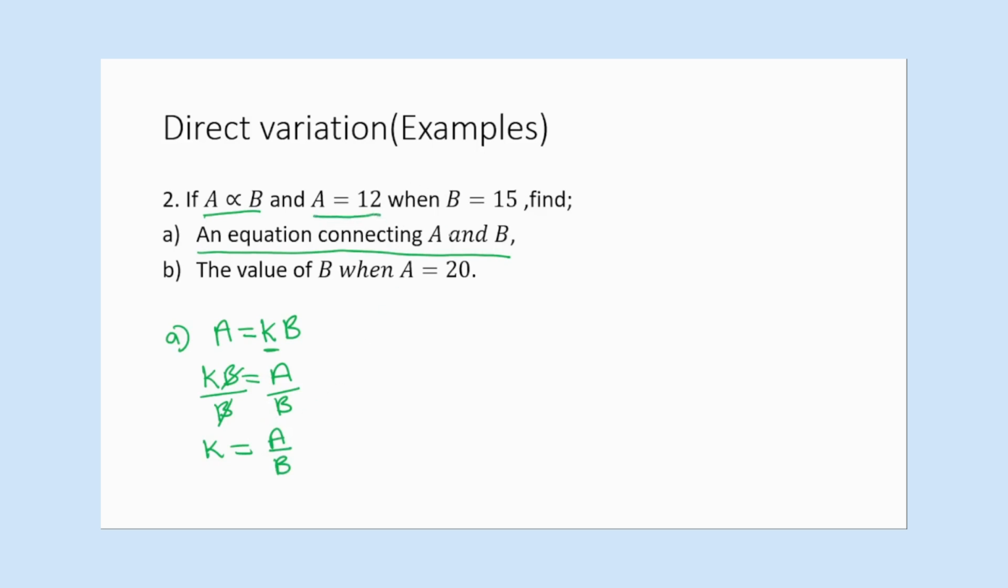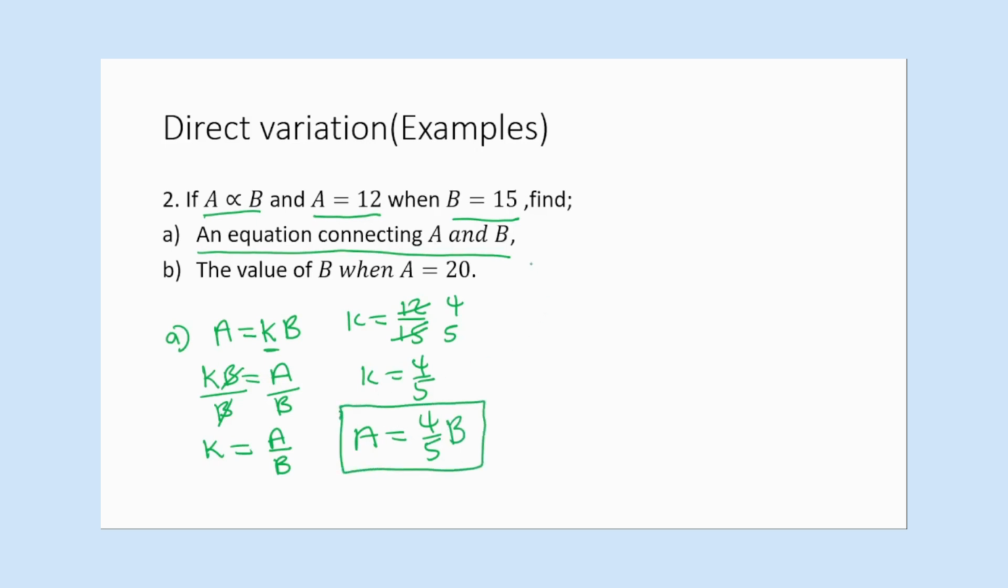We have been told A is 12 and B is 15. We substitute these values there. So K will be equal to A is 12, B is 15. The highest common factor is 3. 3 in 12 will be 4. 15 divided by 3 is 5. So K will be 4 over 5. This is just the constant of variation. The equation connecting A and B will be, where is K? You're going to substitute it with 4 over 5 B. So this is the equation connecting A and B.